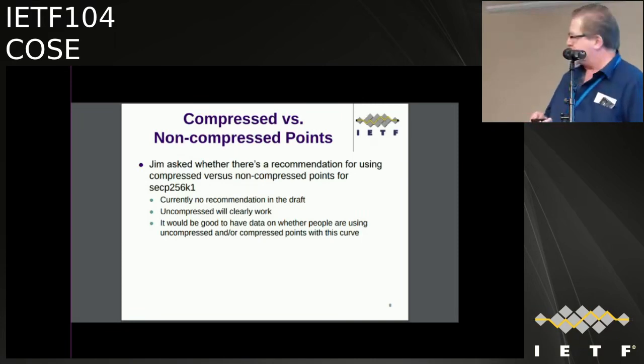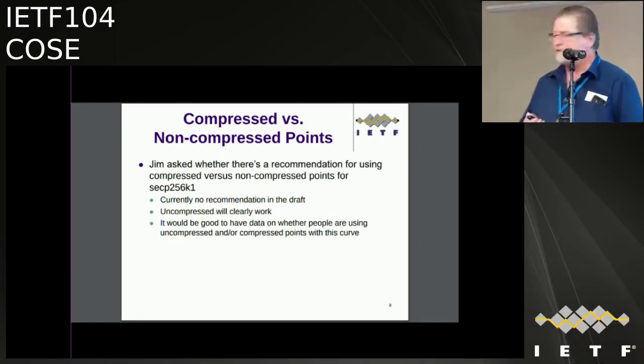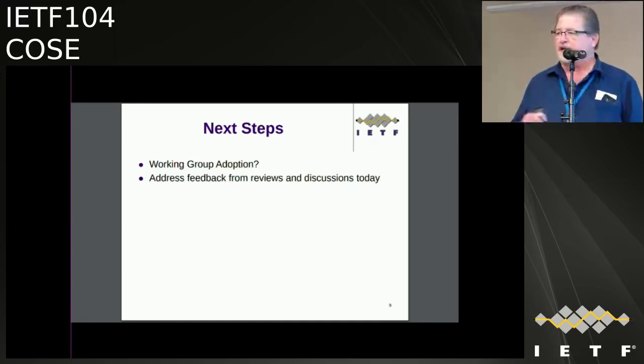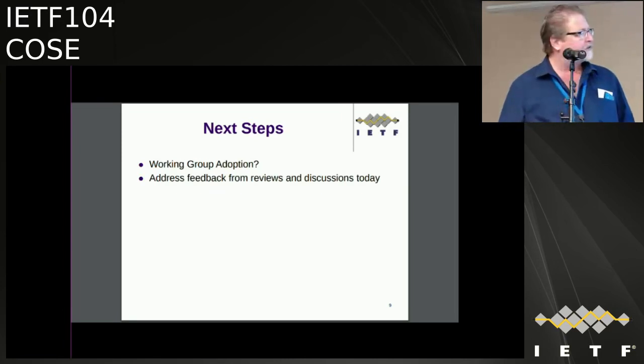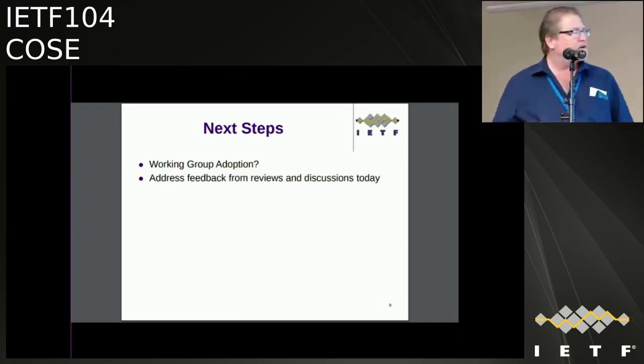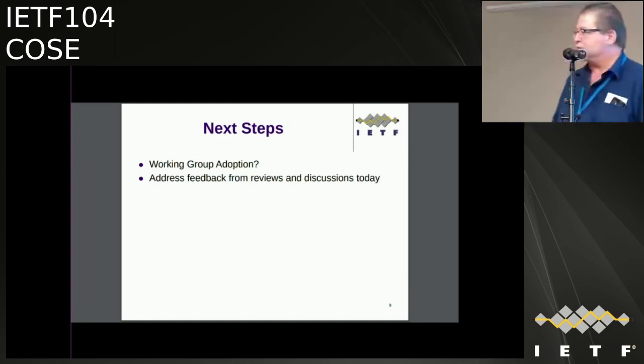All right, well, we can discuss this more on the list. Currently, the draft doesn't say anything at all. Maybe it could. So the next steps that I view are the chairs need to make a call about whether to adopt the draft. And then, assuming a working group draft gets created, at that point, I would start addressing feedback from the reviews that have been received and the discussions in this room.